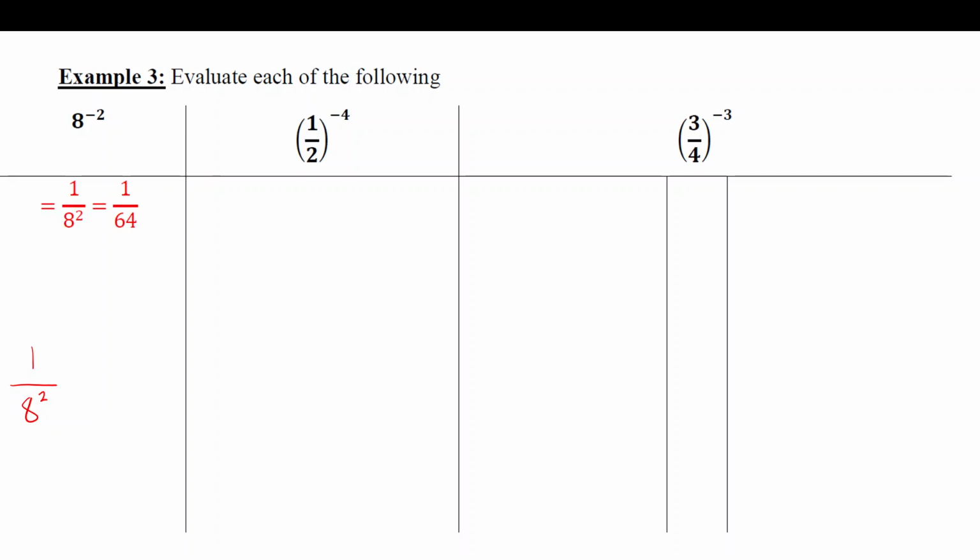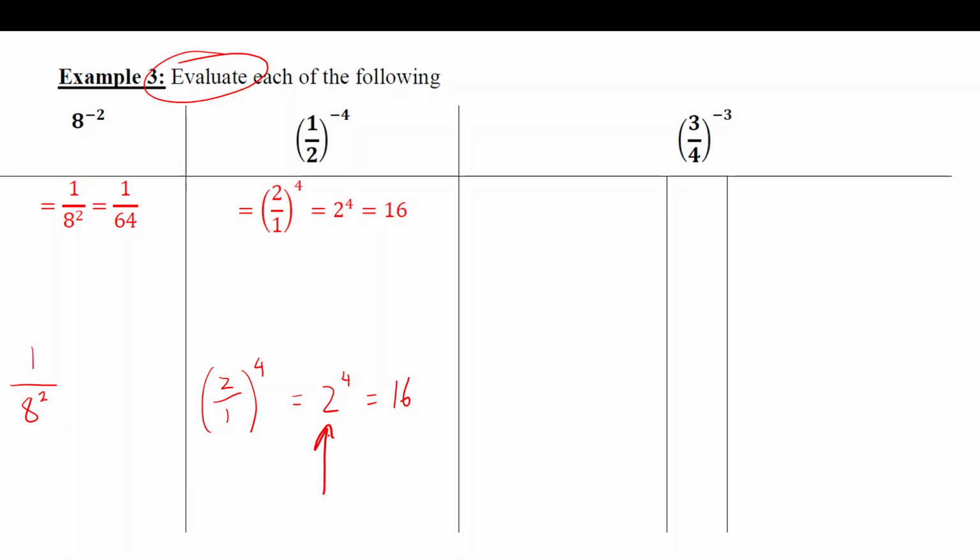Here, same thing as the example before, we're going to flip the fraction 2 over 1 and then raise it to the positive power. That's going to allow us to have, well, 2 over 1 is just 2, so 2 to the power of 4, and that gives us 16. When it says evaluate, it means give us that number in its most simplified form. So I don't want to leave it like this. If I know what 2 to the power of 4 is, I'm just going to give the actual number. This is what it means to evaluate.